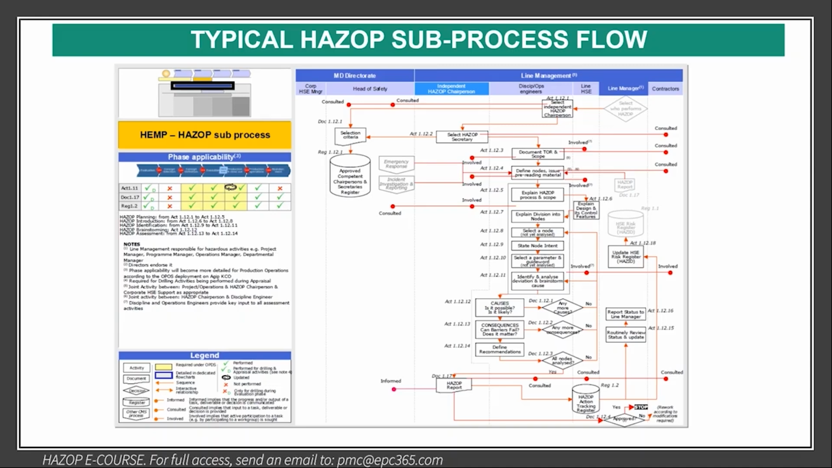HAZOP will be done in different phases of the project. Normally, a very simplified HAZOP in pre-project, in FEED and detail design, and in detail design normally when the P&ID review goes and there is a mature P&ID, then you will do HAZOP. And also when you select the vendors, then you will do the HAZOP package.